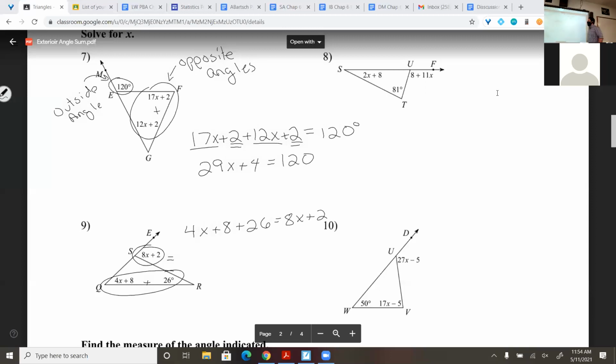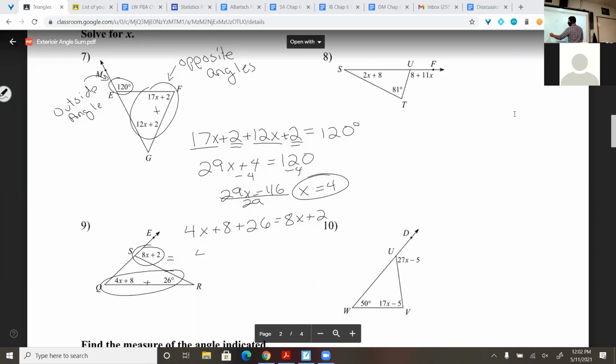And so for this second one, it's still the same idea. You want to add the opposite angles and set it equal to the outside angle. All right, so to polish off these problems, I'm getting x equals 4 for number 7.